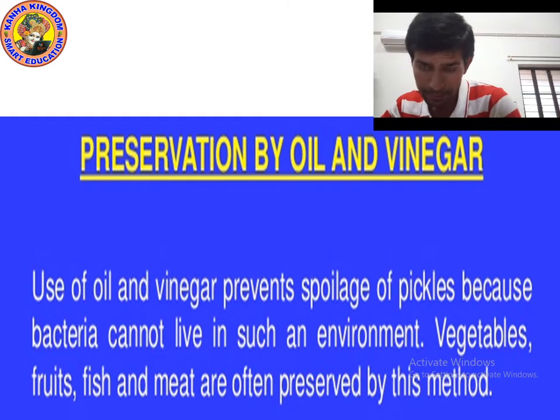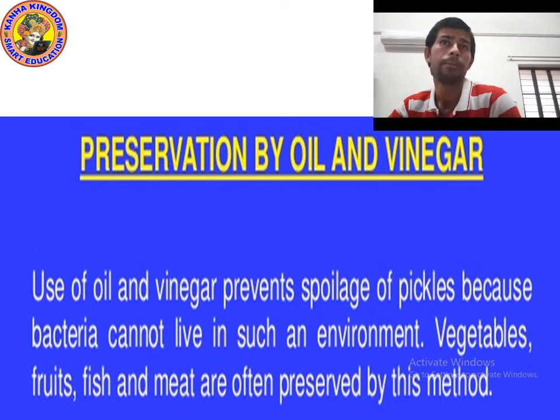So it's very easy. We use salt as well as oil and vinegar to preserve. Salt is used to preserve meat and fish, and also amla, raw mango, and tamarind. Oil and vinegar are used to preserve vegetables, fruit, fish, and pickles. Okay, I hope you understood. Please write down if you have not written. It's a very easy topic. Now let's move on to the next slide.